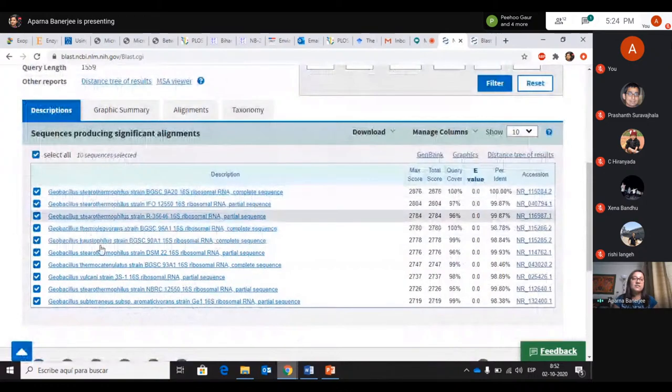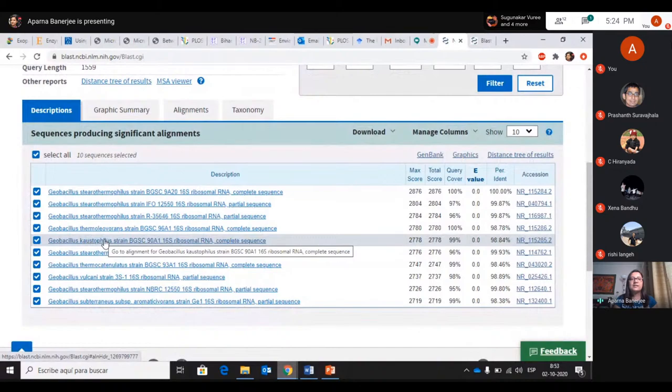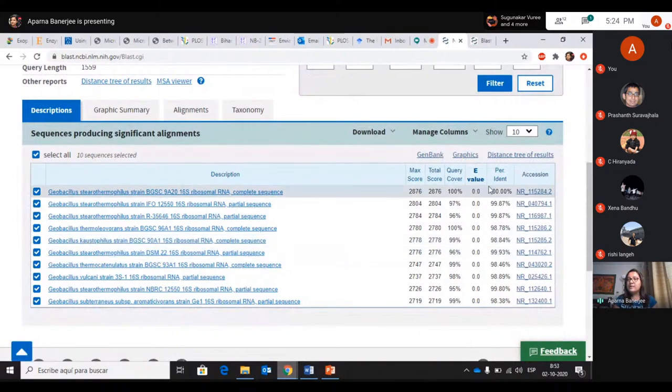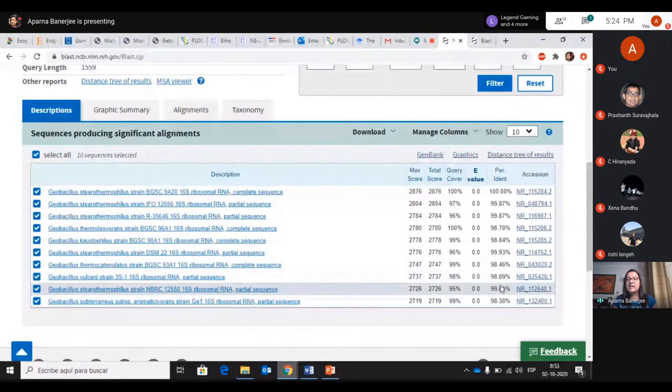And look, they are showing, other than Geobacillus stearothermophilus, many other strains which are very, very similar to this bacteria. Look at the similarity. One Geobacillus stearothermophilus strain is showing 100%, but the others are also very similar. As we talked, more than 97% means these are related. So look, it is showing 99, 98, a very high percentage similarity. So they are highly related strains.